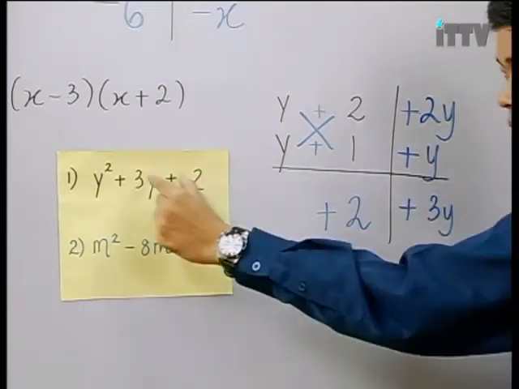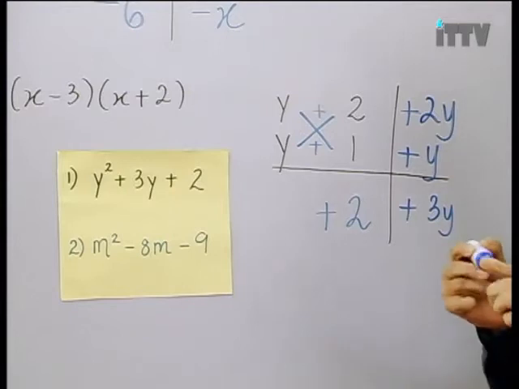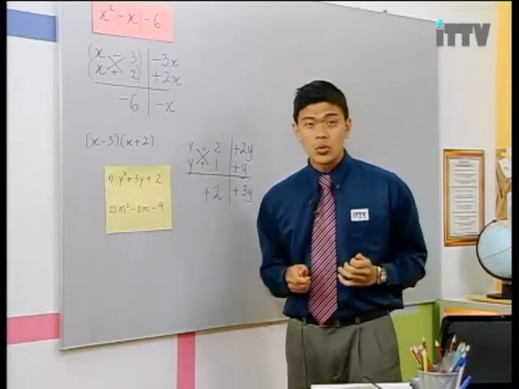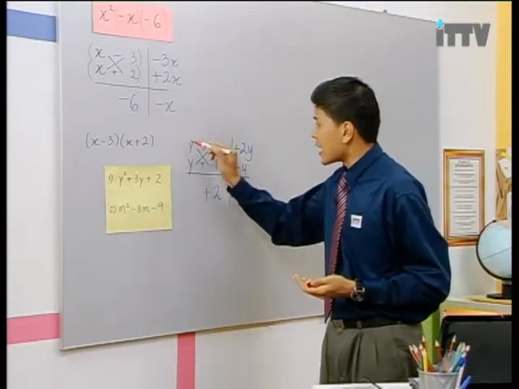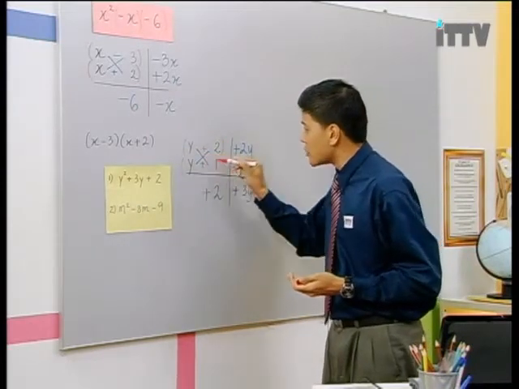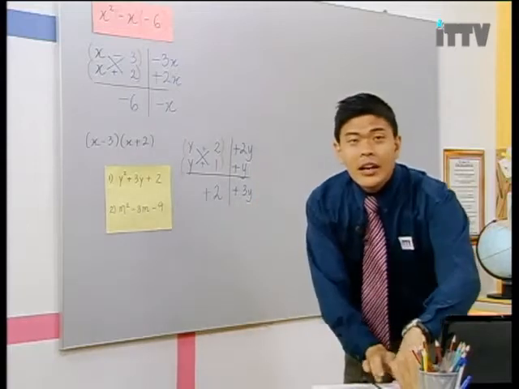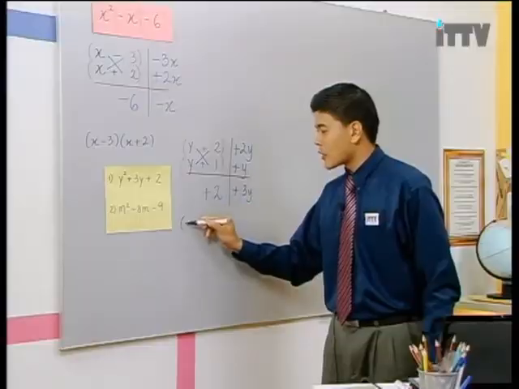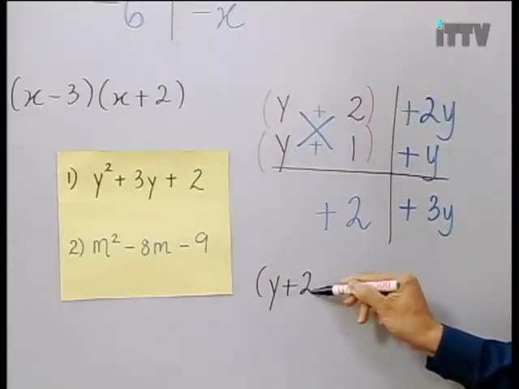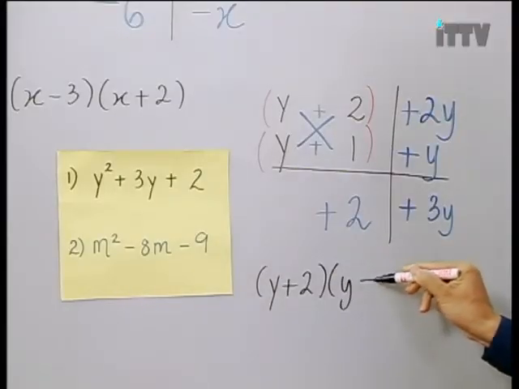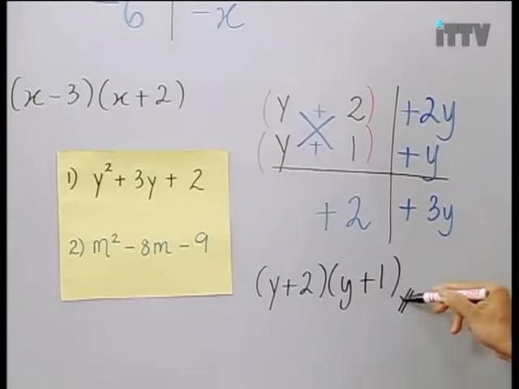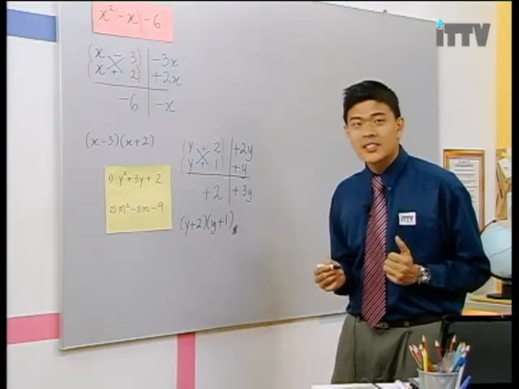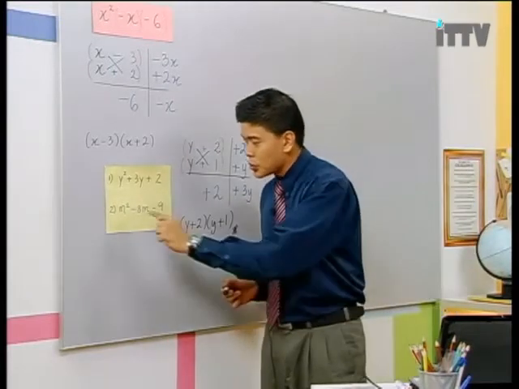Once both of them look like the terms in the quadratic expression, you have managed to identify the two linear expressions, and they are in brackets so that you may see them. This expression is factorized to y plus 2 and y plus 1. Alright, come, let's get familiar with more examples, yeah? Let's look at example 2.